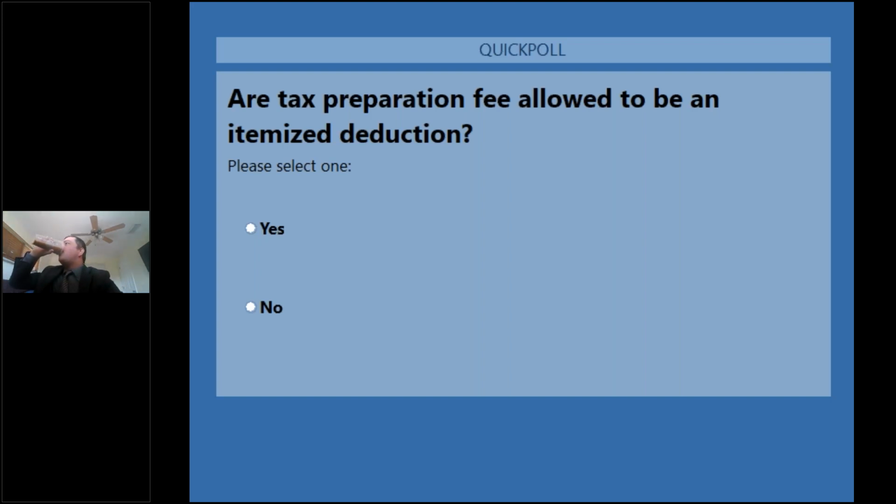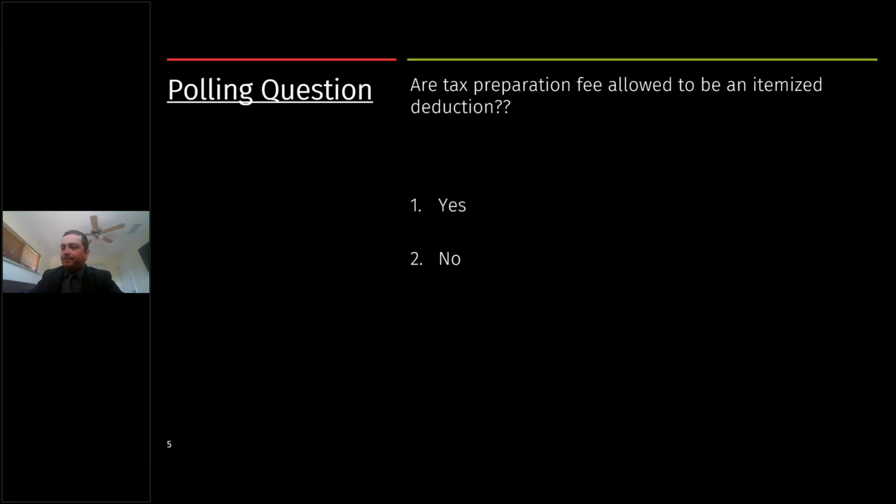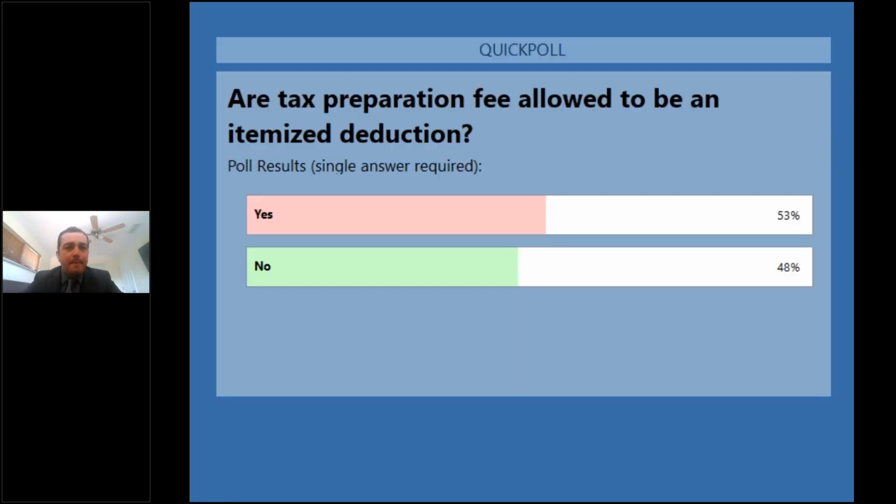All right, I'm going to go ahead and close it. Absolutely. And we've got 53% saying yes and 48%. I don't know how those numbers add up, but yeah, basically it's split. More people saying yes. Excellent. So pretty much split down the middle.